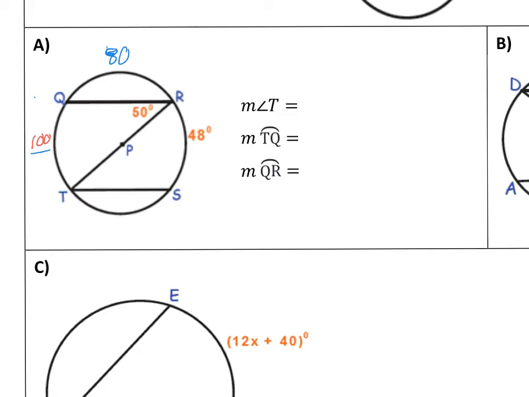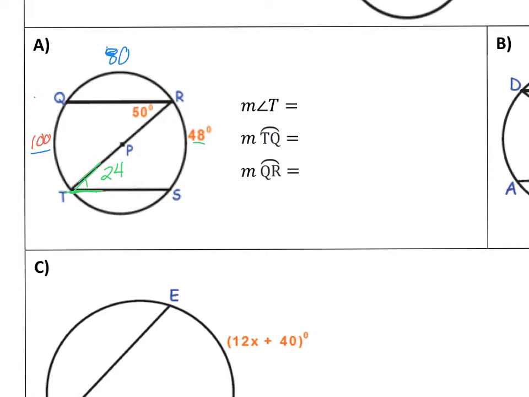Next thing I notice is that we have 48 for this intercepted arc on the right. So what I'm going to do is find this inscribed angle using the intercepted arc. I know the inscribed angle is going to be 24. All right, so I think I have pretty much everything I need in my picture. So now I can run through these questions.